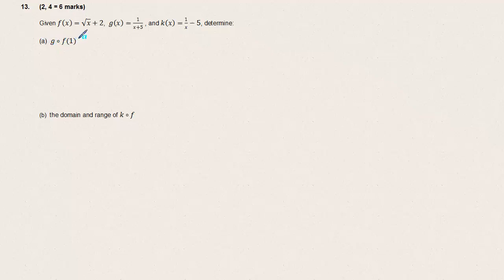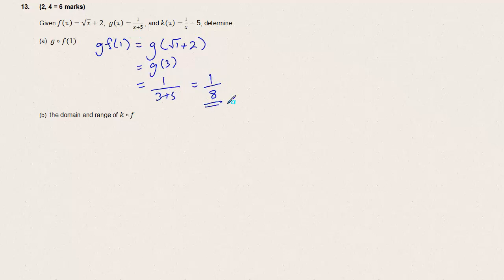Given that f of x is the square root of x plus 2, and g of x is 1 over x plus 5, and k of x is 1 over x minus 5, we want to determine g of f of 1. So g of f of 1 is going to be g of, substitute 1 into here, root 1 plus 2. Root 1 is 1, so this is actually g of 3, which is 1 over 3 plus 5, giving us 1/8.